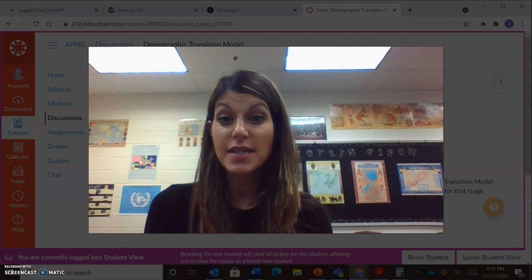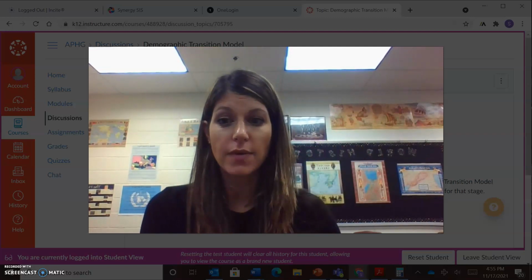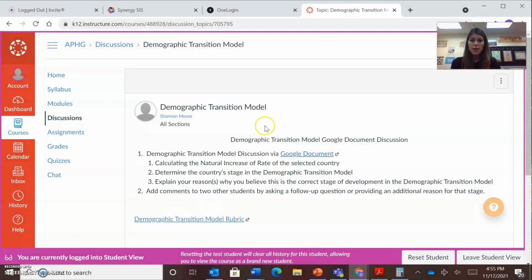I'm going to review the demographic transition model discussion with you. So we're on the demographic transition model page. First thing I'd like to point out is that the rubric is attached. So please review the rubric so you know exactly how this assignment will be graded.